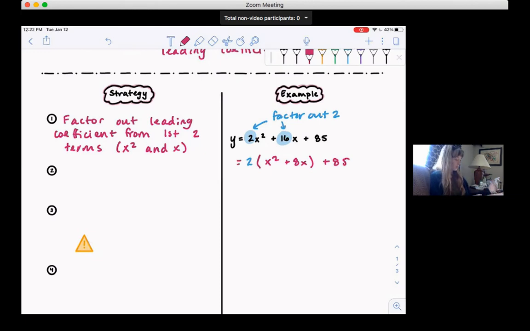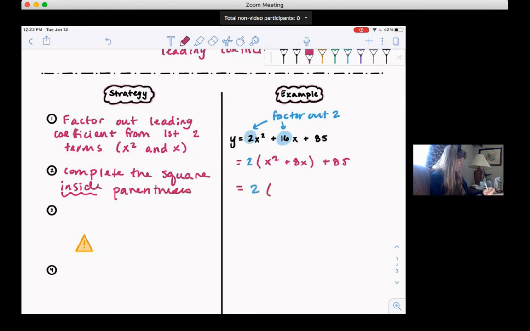Okay, so we factored out the leading coefficient from the first two terms. Our next step is to complete the square, and we're going to complete the square inside the parentheses. So we're going to use these two terms to complete the square. And we're doing this inside the parentheses. Okay, so let's do that. I'm going to open up a space inside the parentheses for me to add a number that will complete the square for us. And I'll move this down.